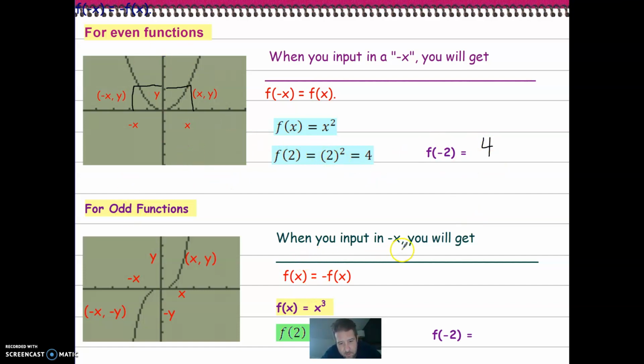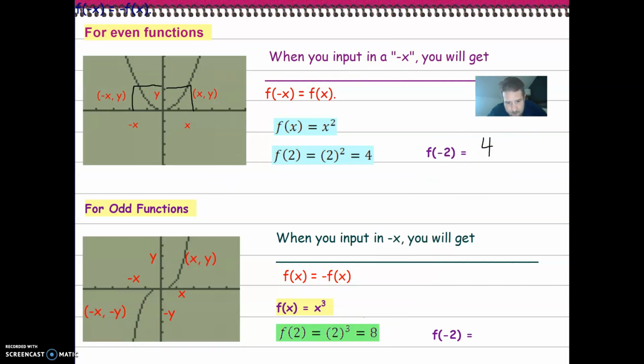For odd functions, when you input negative x, you are going to get the opposite answer. So if you put in x cubed, say you put in 2 for x, 2 times 2 times 2 is 8, and then you do f of negative 2, you're going to end up getting negative 8. So you're going to get the opposite answer. Instead of getting 8, you're getting negative 8.